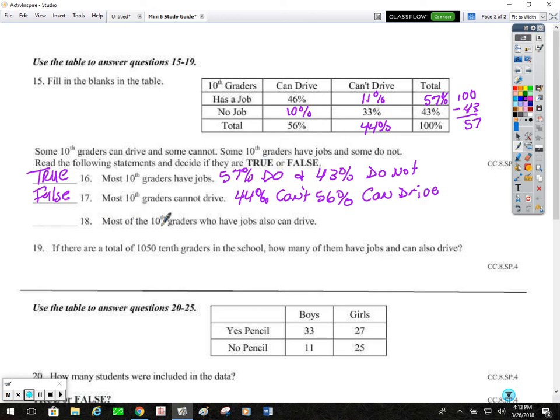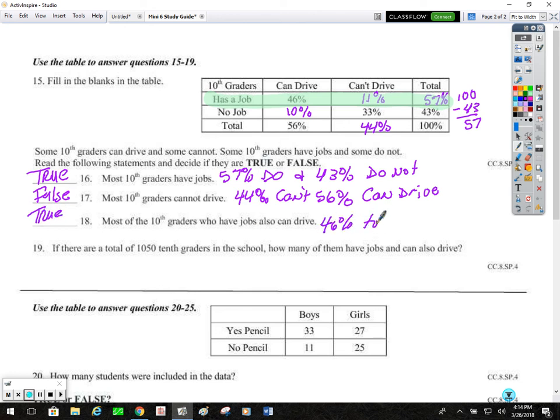All right, most of the 10th graders who have jobs can also drive. So now I've locked myself down into this category. All I'm looking for is the 10th graders that have a job, which is right there. So let's talk about what they got. Most of the 10th graders who have a job can also drive. Well, if I look at 10th graders that have a job, that's 46% that can drive, while only 11% of those cannot drive. So that is a true statement.